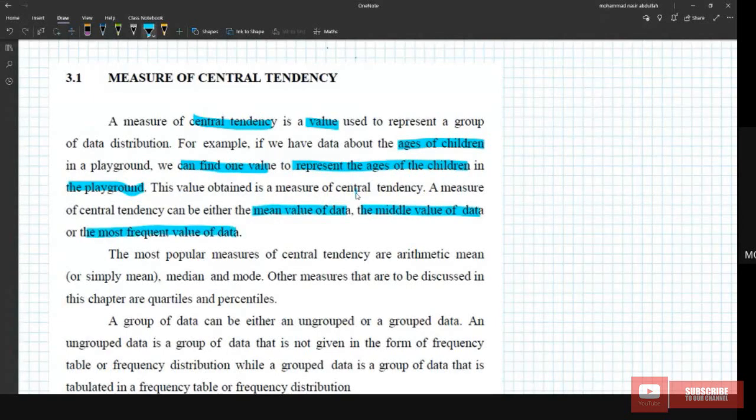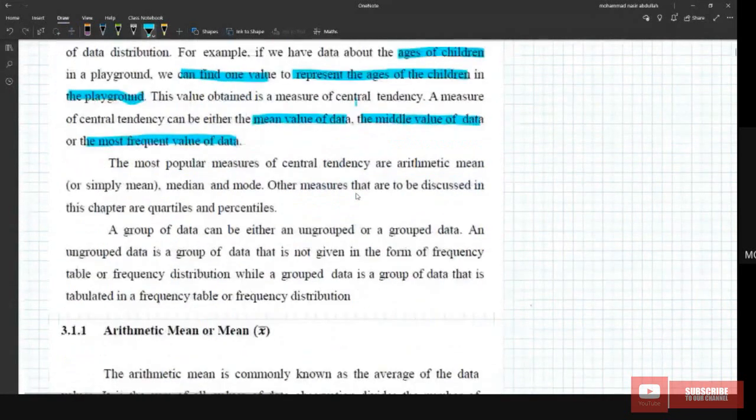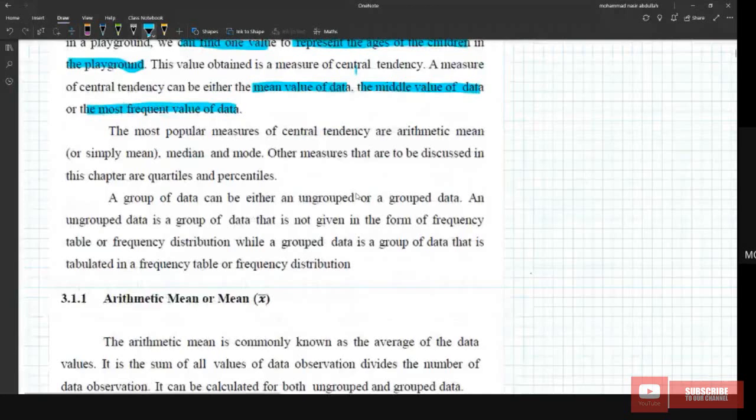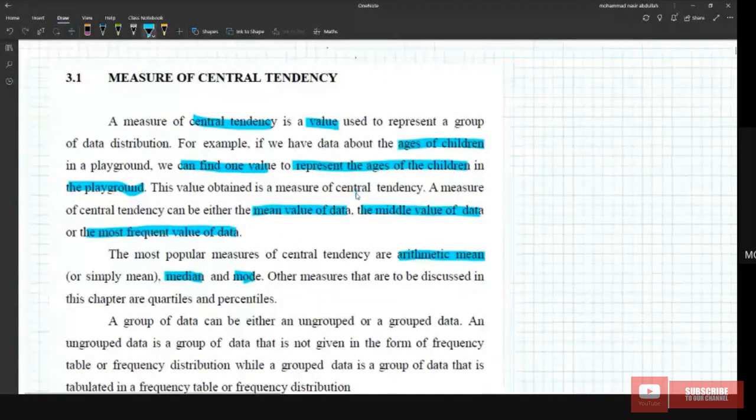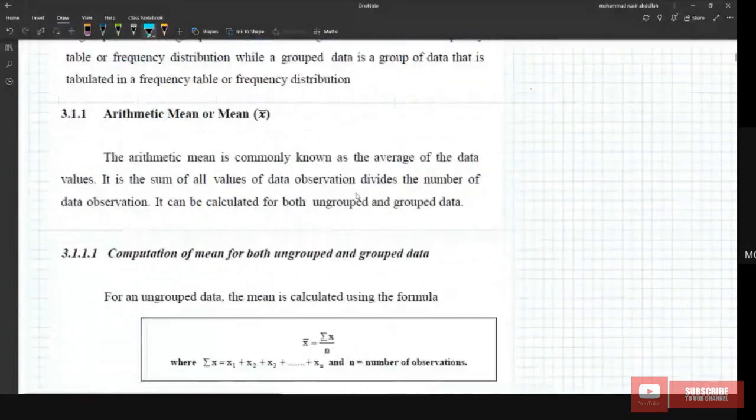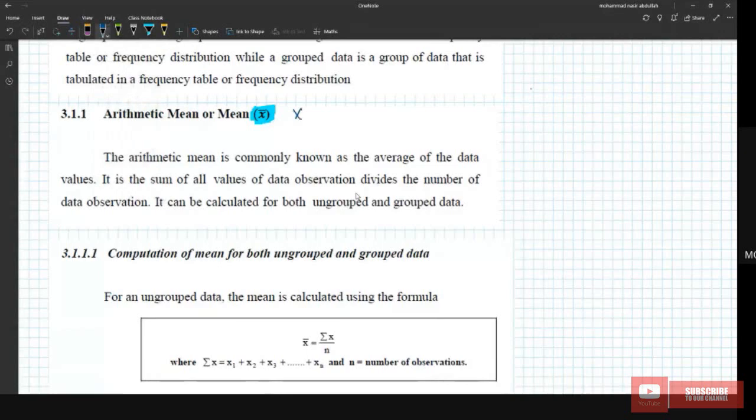The most popular measures of central tendency are the arithmetic mean, or simply mean, median, and mode, right? Again, I emphasize that we're going to learn mean, mode, and median under measure of central tendency. So we go to mean or arithmetic mean. The symbol for sample mean is X bar. We're going to learn sample statistics.